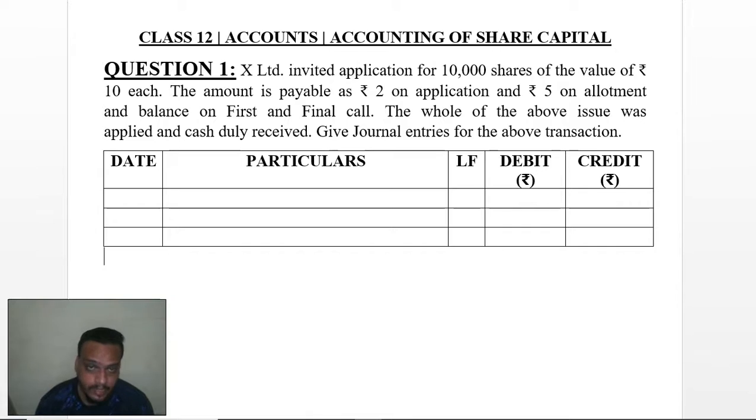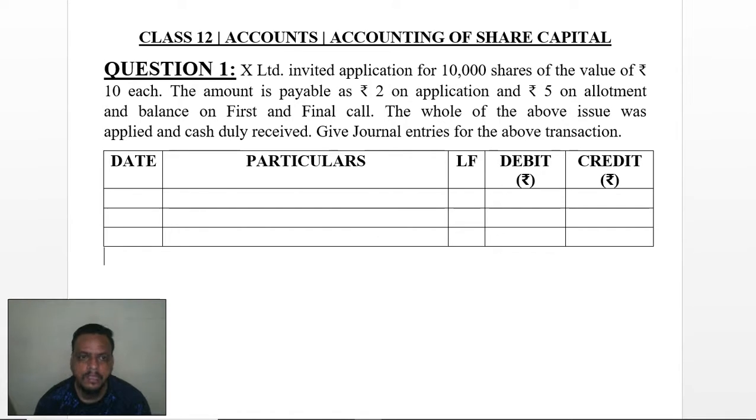In question 1, X Limited invited applications for 10,000 shares of the value of rupees 10 each. The amount is payable at rupees 2 on application, 5 rupees on allotment, and the balance on first and final call. The whole of the amount issued was applied for and cash duly received. Give journal entries for the above transaction.